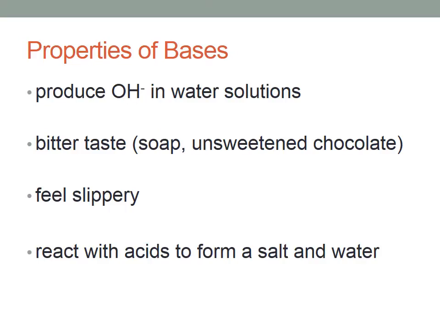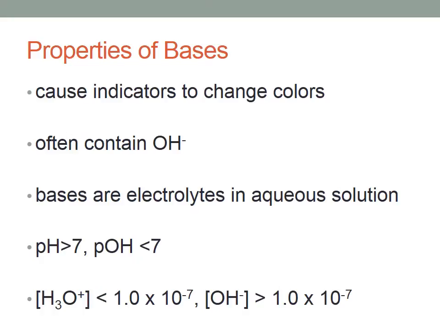Now the bases, they produce hydroxide ions in water solutions. They have a bitter taste. They feel slippery, and they react with acids to form salt and water, as we talked about before, a neutralization reaction. They cause indicators to change colors just like acids. Many of them contain hydroxide ions. They are also electrolytes in aqueous solutions. The pH will be greater than 7 and the pOH less than 7. The hydronium ion concentration will be less than 1.0 times 10 to the minus 7, and the hydroxide ion concentration will be greater than 1.0 times 10 to the minus 7.